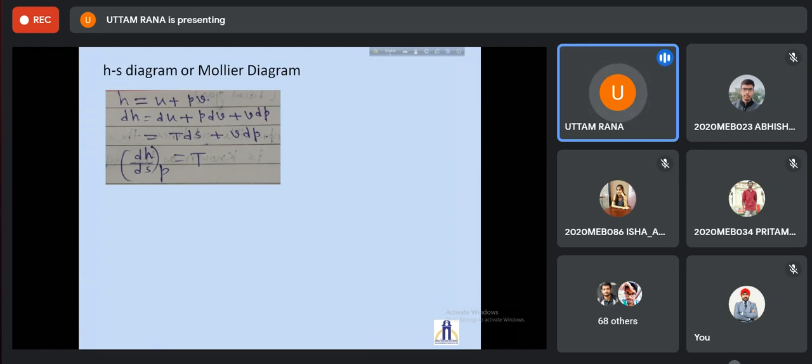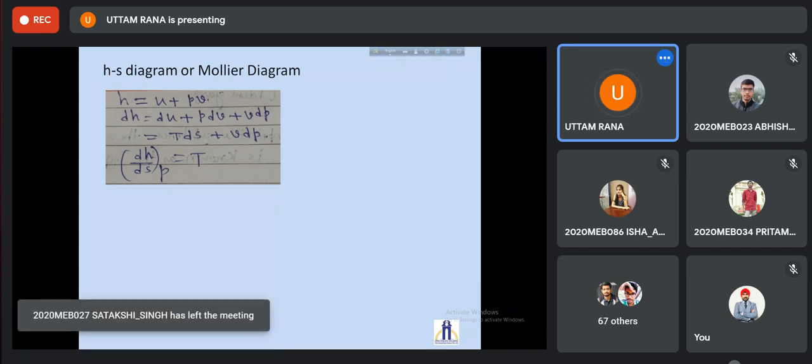The other important plots, which are very frequently used while dealing with steam for power plants, or when you will be studying refrigeration and air conditioning, is this diagram. This is called the HS diagram or the Mollier diagram. Let me explain the Mollier diagram first from a mathematical point of view. So HS diagram, what does it mean? The variation of H and S.